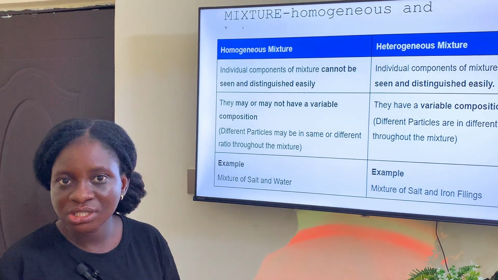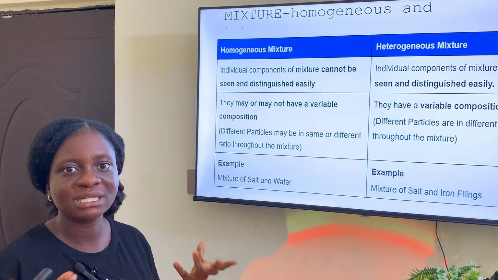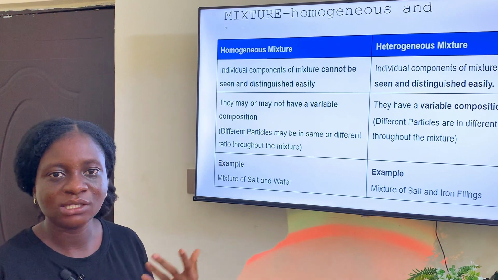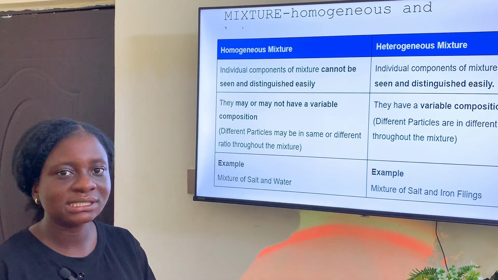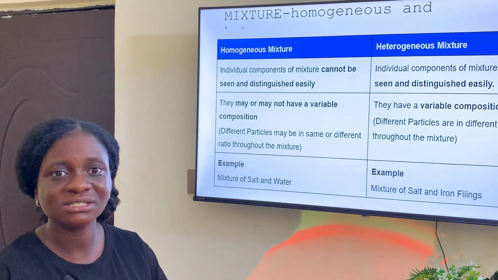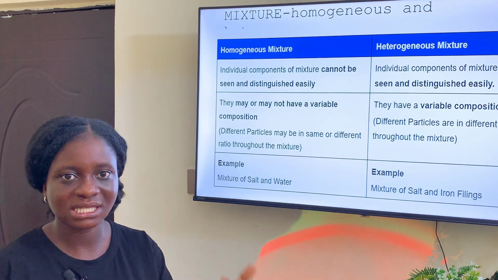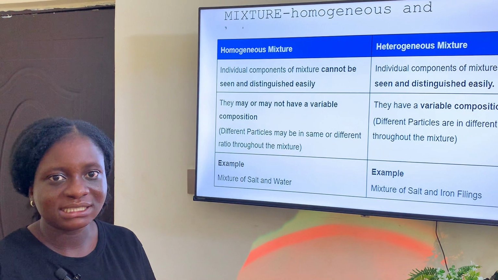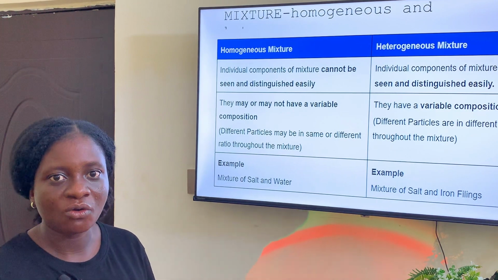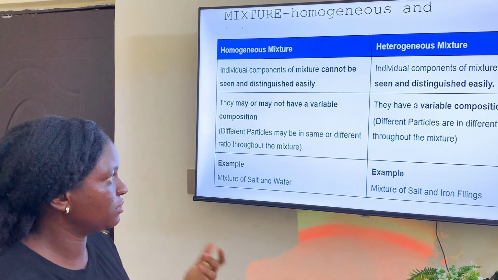But for heterogeneous mixture, think of mixing sand and water. The sand doesn't dissolve totally, doesn't even dissolve in the water. Then you see two different colors. You see the sand in the water, and that's an example of heterogeneous mixture.